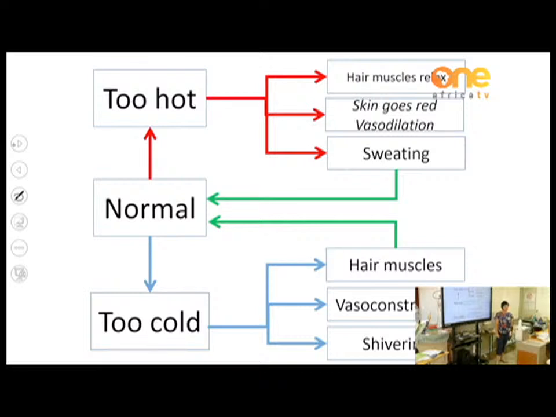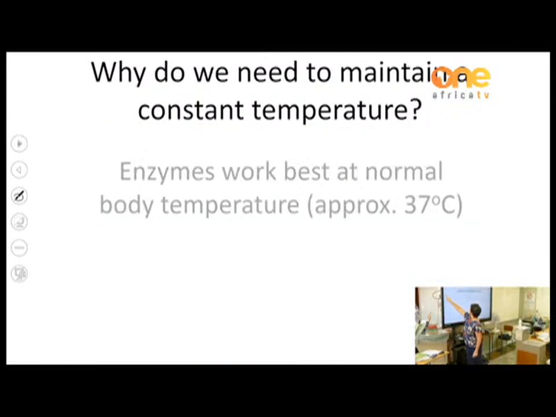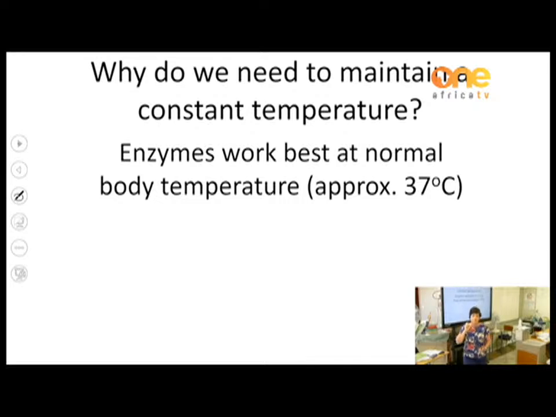You understand? So please, higher level, let's make sure that we can add this to what we know, that we can explain each of these terminologies. So why do we need to maintain a constant temperature? I'm just revising now. We need it because our enzymes need an optimal temperature to function at, and that is 37 degrees Celsius.